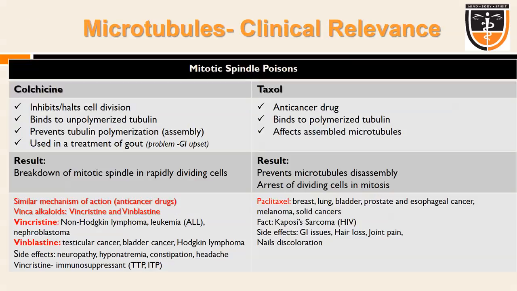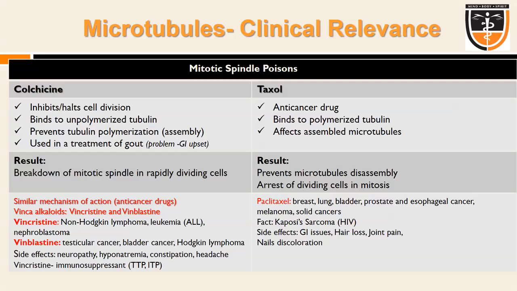Why is this important clinically? Because of this. We're going to talk about mitotic spindle poisons. These are the drugs, the poisons. What they do is they prevent the formation or breakdown of the mitotic spindle. So when the mitotic spindle doesn't break down, the cell doesn't divide because the spindle remains. Or if the mitotic spindle is not formed, the cell will not divide whatsoever.